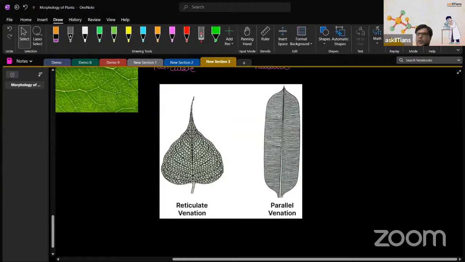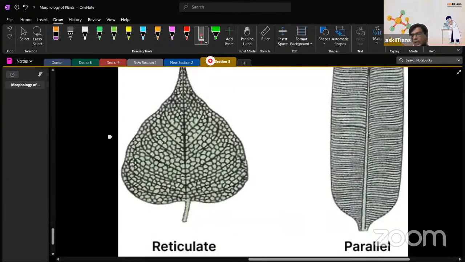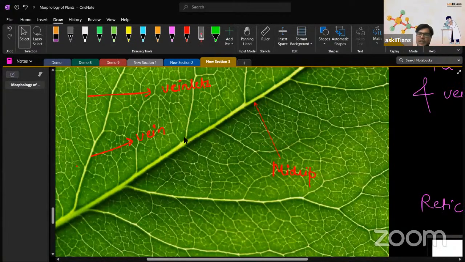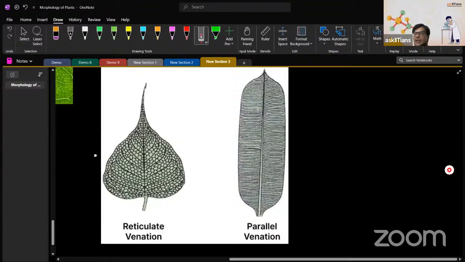First of all, the reticulate, which means a net-like structure, right? So as you can see in this one, this kind of venation has a net-like structure. The veins and the veinlets form a net-like structure, and this is the reticulate venation. On the other hand, sometimes, let me show you a leaf. Some leaves have the veins and the veinlets arranged in a parallel manner. As you can see right here, they are parallel to each other, right?